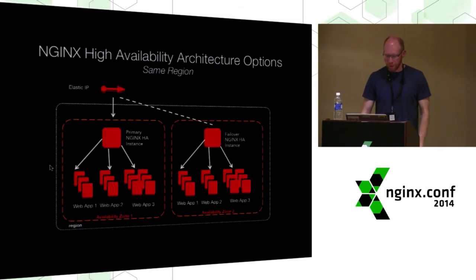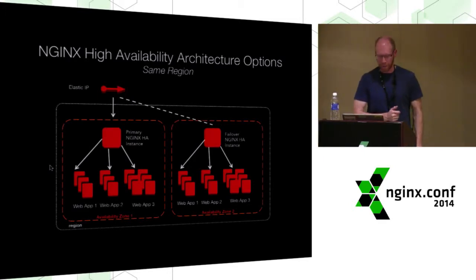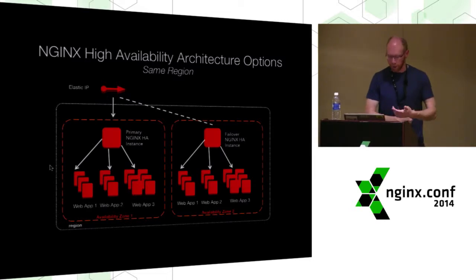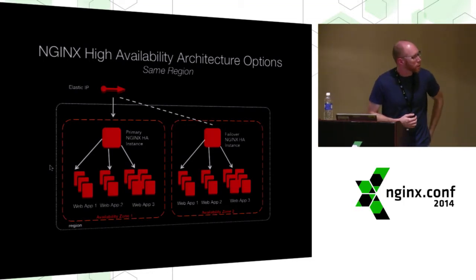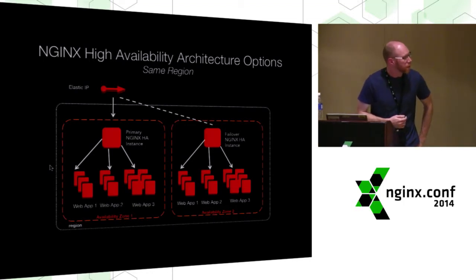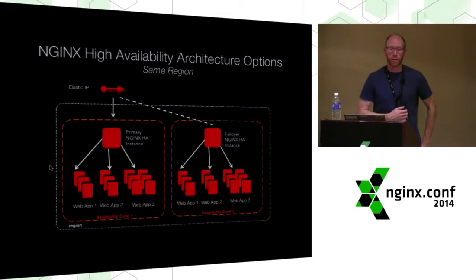Quick example of what that architecture looks like. You've got your elastic IP coming into the primary serving the web apps, as well as your failover. In this case, I've put the failover in another availability zone. So you might have a situation where the primary is just fine, but the availability zone itself is having issues. That would also allow you to fail over to another instance and keep running.